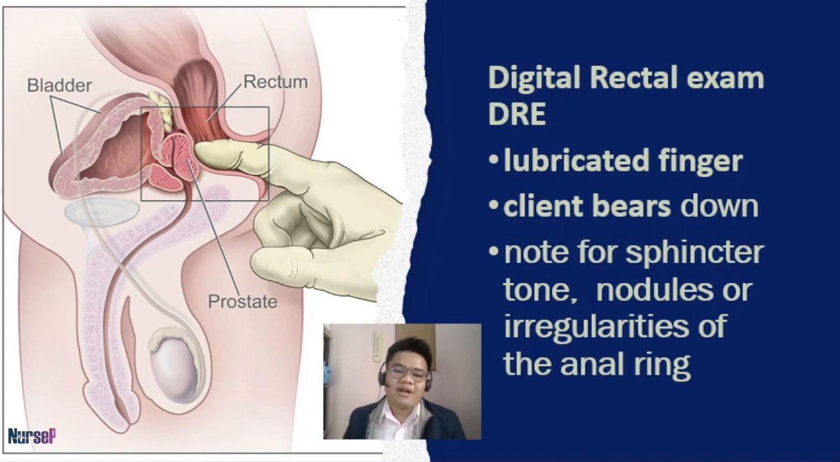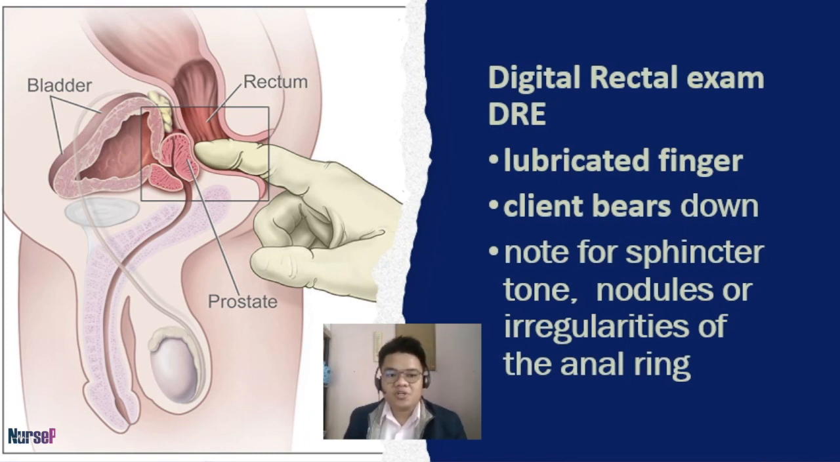Now, you instruct the client to bear down so that it will not be irritating on the part of the patient, and so that you will not be feeling resistance when you will be inserting your finger. Then, you note the sphincter tone. When I say sphincter tone, you would want to note the internal and external sphincter of the rectum. If it can put pressure on your finger, that would mean that the tone of the sphincter is good. Then you check for nodules or irregularities on the anal ring.